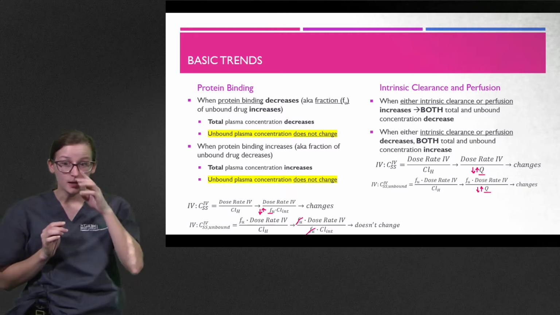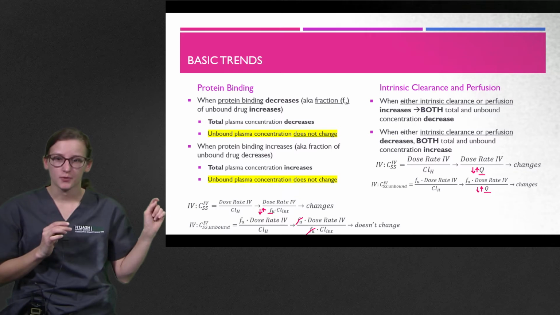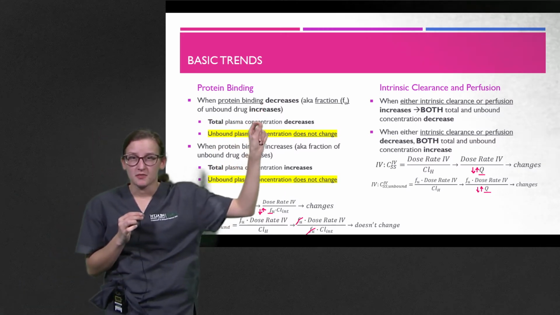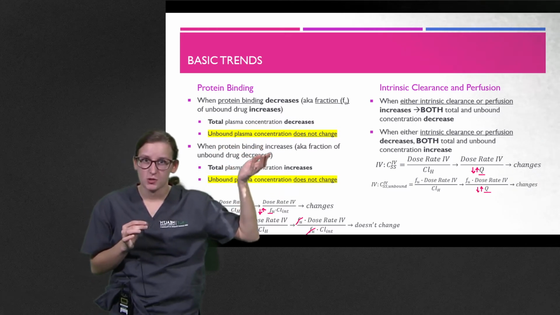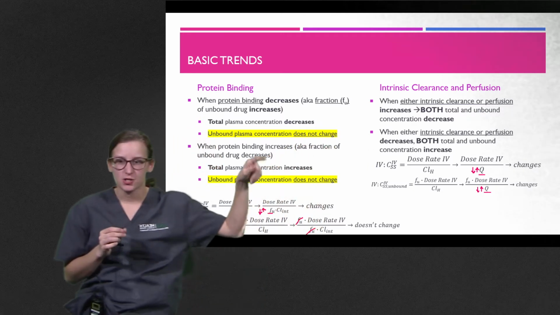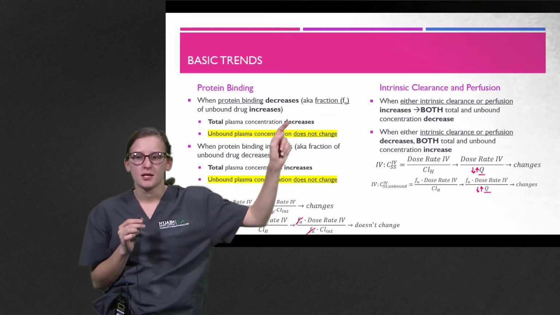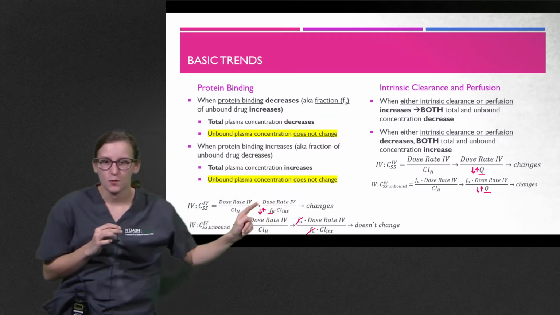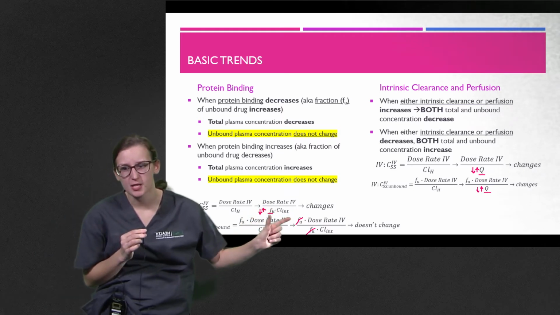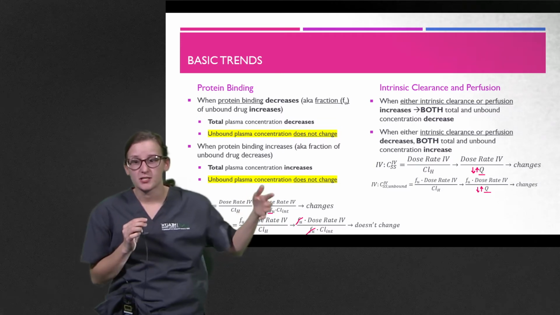But anyway, back to protein binding versus intrinsic clearance and perfusion. With protein binding, if protein binding decreases, then the drug is not attached to that protein anymore, so the fraction unbound will actually increase. If the fraction unbound increases, the total plasma concentration will decrease. This is because if we look at the math here, if we're increasing this fraction unbound, we're increasing this denominator, and if the denominator gets bigger, the entire fraction decreases in value.